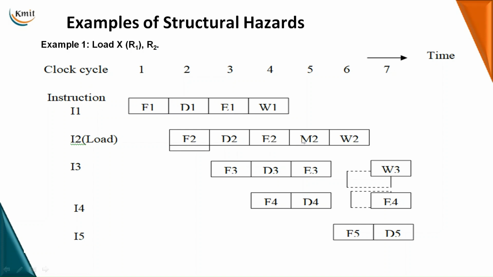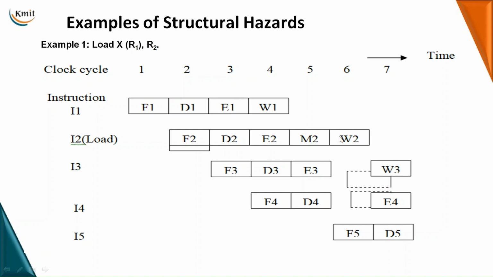Because the memory access of instruction I2 happens in the fifth clock cycle, and instruction I3 is also simultaneously executing in the pipeline, it fetches in clock cycle 3, decodes in clock cycle 4, and executes in clock cycle 5. But in clock cycle 6 the write back stage of I2 is taking place, so I3 cannot perform its write back in clock cycle 6. The write back stage of instruction I3 is delayed until clock cycle 7, because the register file cannot handle two operations at once.